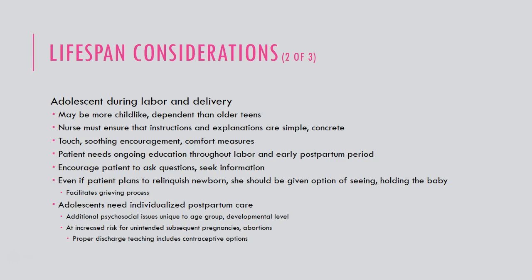Adolescents also have to have really individualized postpartum care because of psychosocial issues that are unique to their age group and their developmental level. You have to be certain that they know how to take care of themselves and the baby. They're at increased risk for unintended subsequent pregnancies and abortions. So making sure that they're on some form of contraception that they're going to follow, and that they're aware of the risks of getting pregnant based upon their sexual behaviors, is also something you should talk to them about.